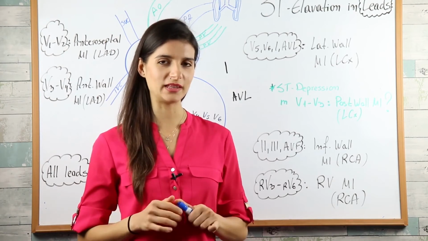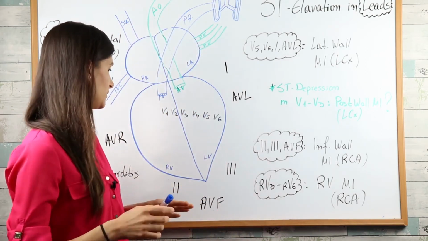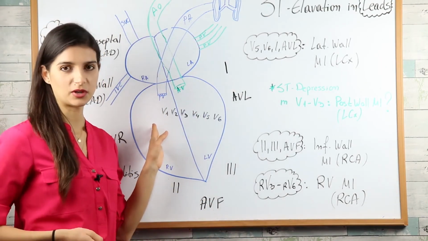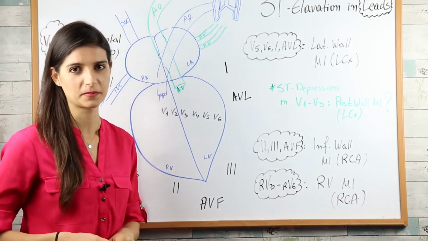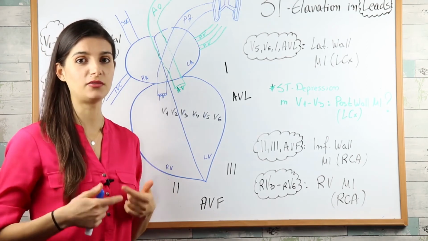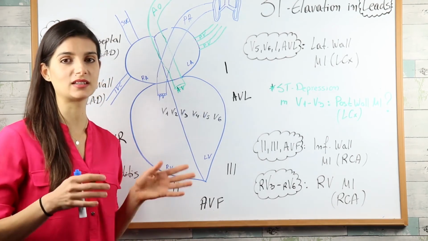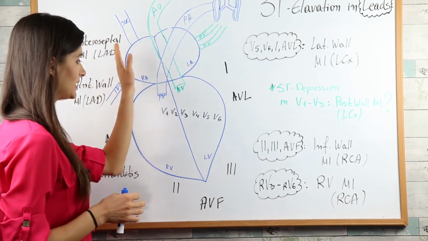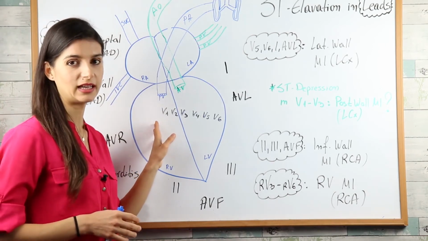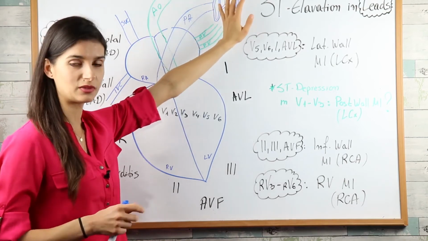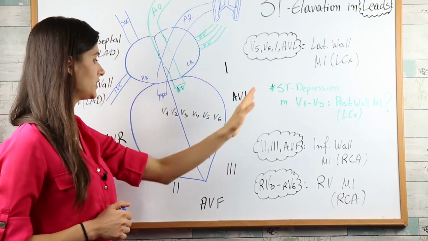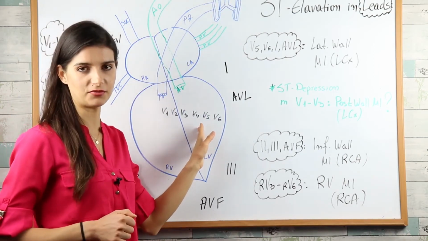Now, why is it so dependent on preload? Check this out. Even though the right ventricle is infarcted and it's not pumping properly, it still pumps a little bit. So by giving IV fluids, you're basically increasing the preload, increasing the blood that's coming back to the right ventricle, and thus increasing the blood that's being pumped out of the right ventricle to the lungs, right? And eventually it's gonna end up in the left ventricle.